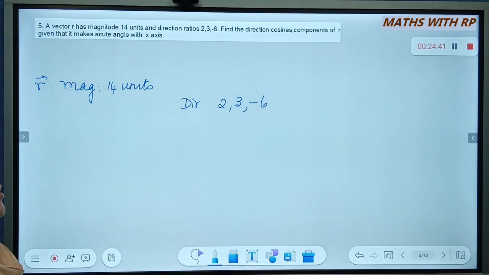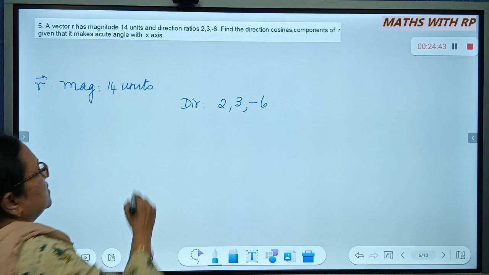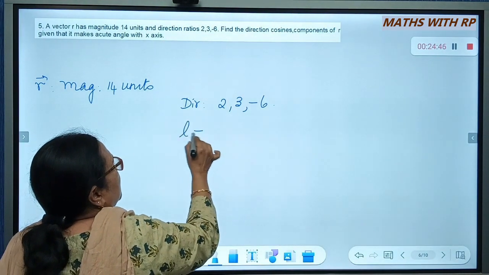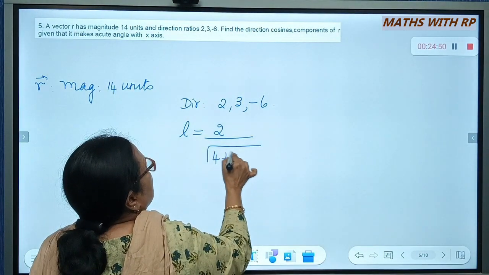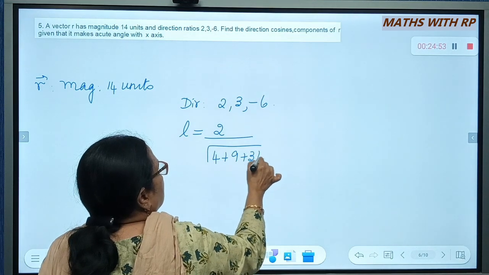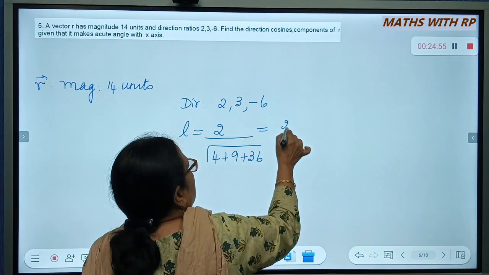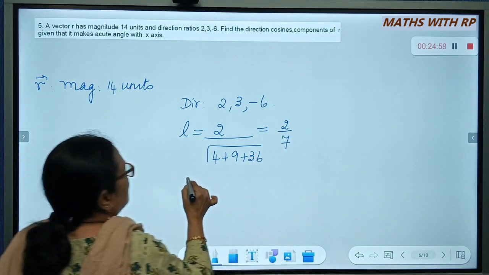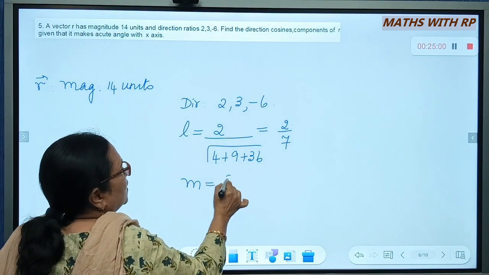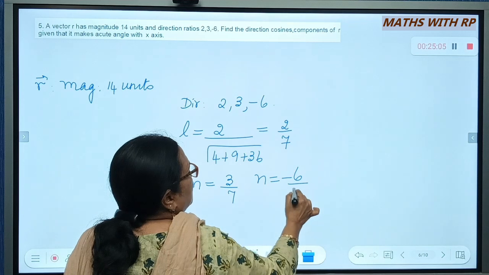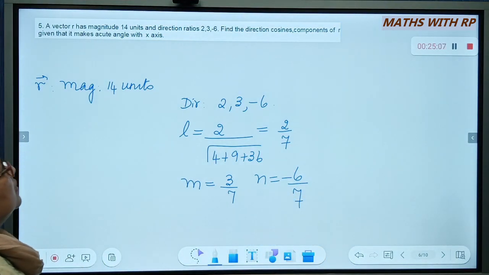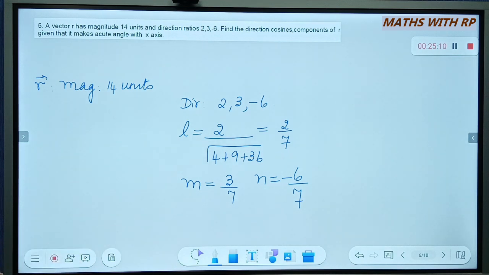So, what is the first thing you have to find? Direction cosines. So, L will be 2 by root of 4 plus 9 plus 36, which will be 2 by 7. What will be M? 3 by 7. What will be N? Minus 6 by 7. So these are the direction cosines. You have to find the components of r vector given that it makes an acute angle with x-axis.